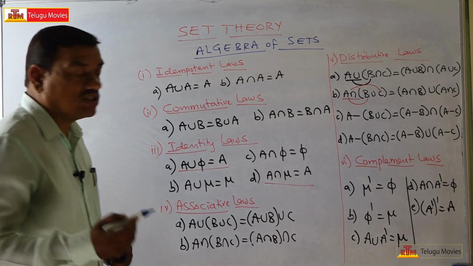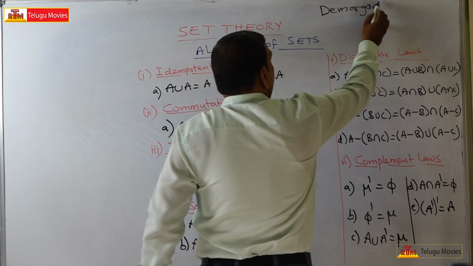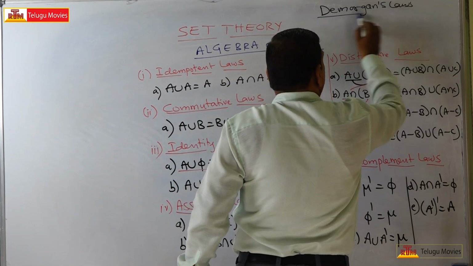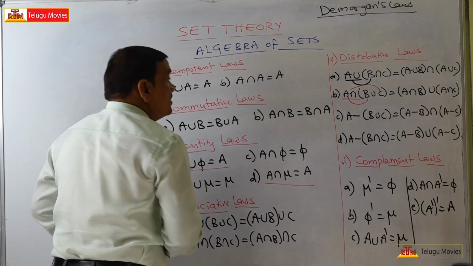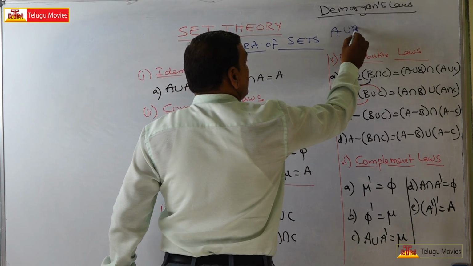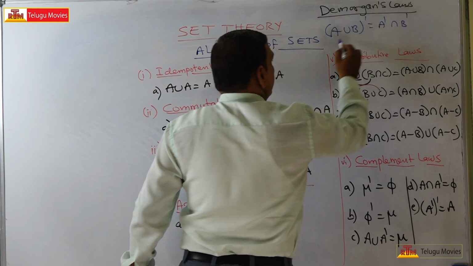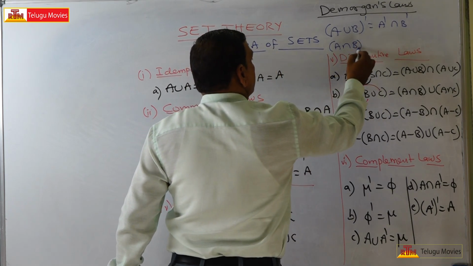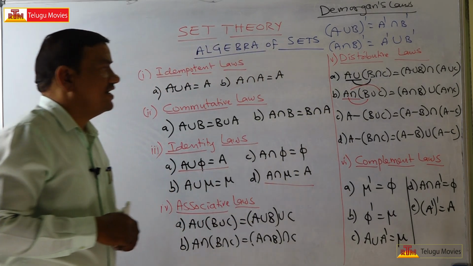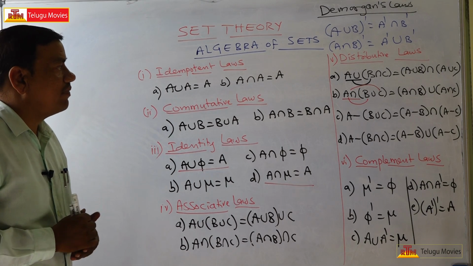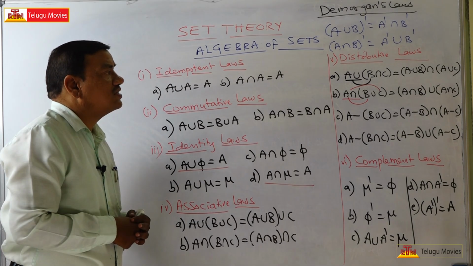Next one, De Morgan's laws are also there. There are two De Morgan's laws. The first one is A union B whole complement is equal to A complement intersection B complement. Whereas A intersection B whole complement is equal to A complement union B complement. So, these are a few laws regarding set theory.